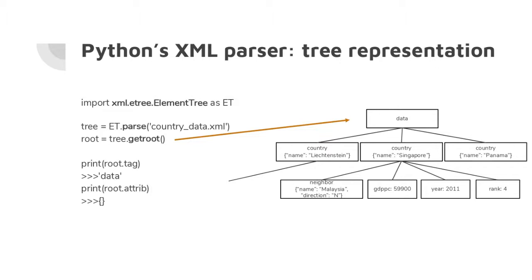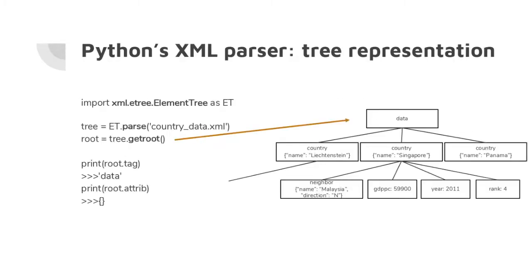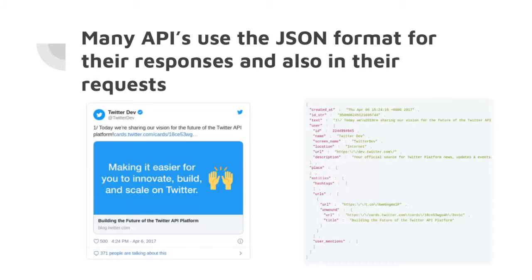So you can get the root of the tree, and then you can print a tag. In this case, it's data. And then you can traverse the tree. You can say for each child in root, which means all the data elements one level below the root element. In this case, these are countries. You can display the tag, and in this case it has an attribute, and you can print it. So these are two examples of extracting data from XML.